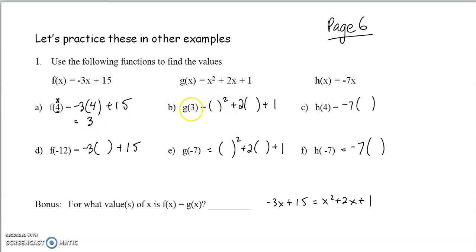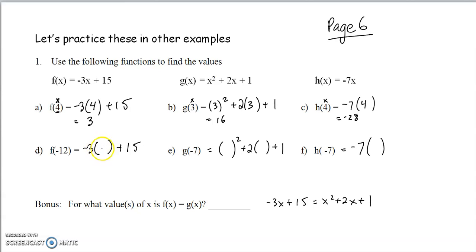The next one, g of 3. Remember that 3 is the x that you would replace in, and so that's going to be 9 plus 6 plus 1. So that's 16. And in the last one here, h of 4, my x is 4, and you're going to replace that into the 7x, which is 7 times 4, which is -28.